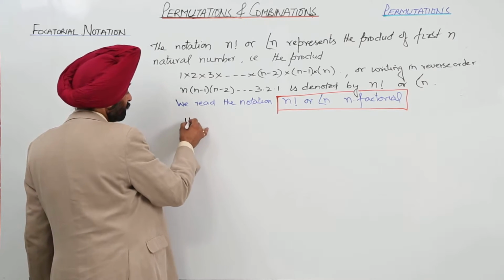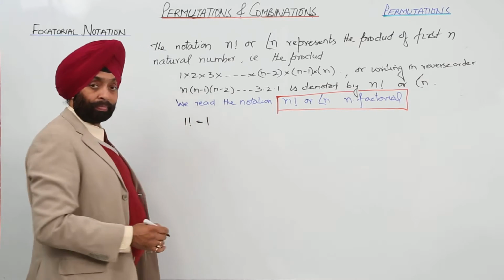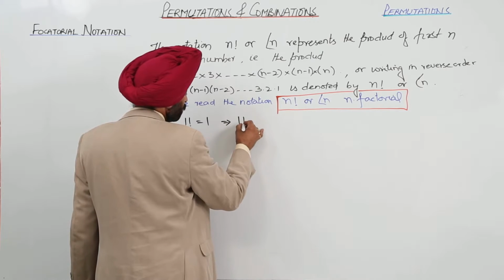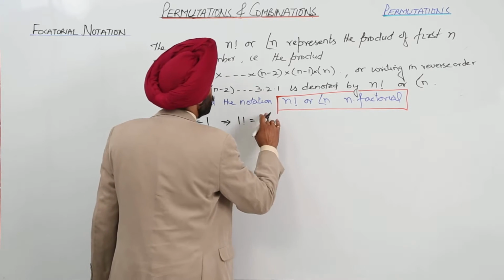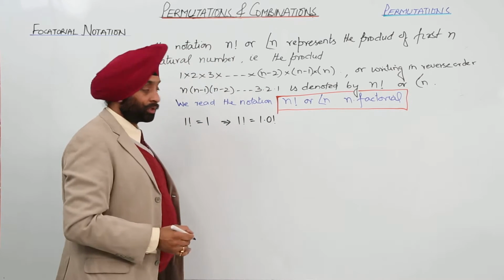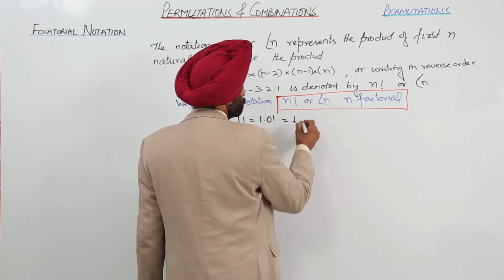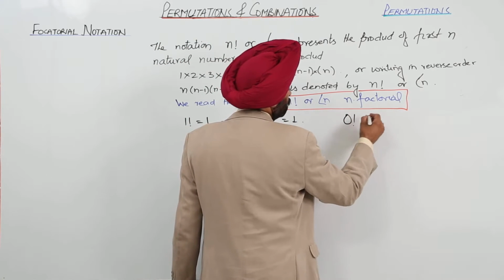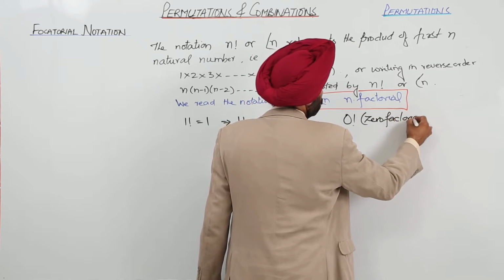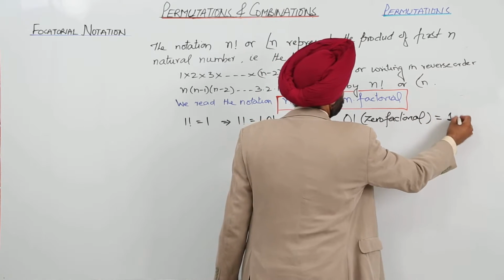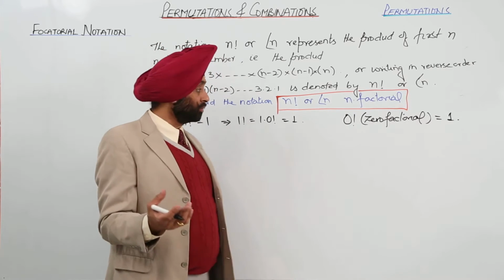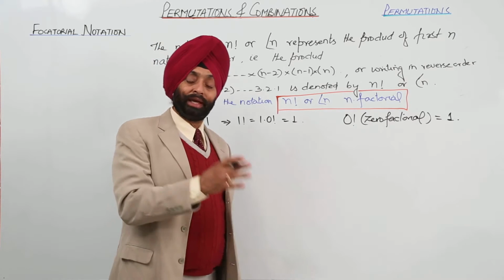Now 1 factorial, this is always 1. So we can write it as, now 1 factorial is equal to 1 times 0 factorial, which is equal to 1. So 0 factorial is equal to 1, and we always stop at 0 factorial, but we are not writing it, and we are not going for factorial of negative integers.